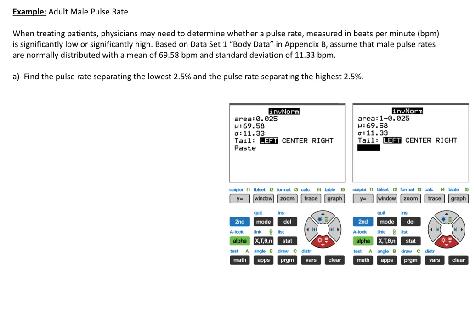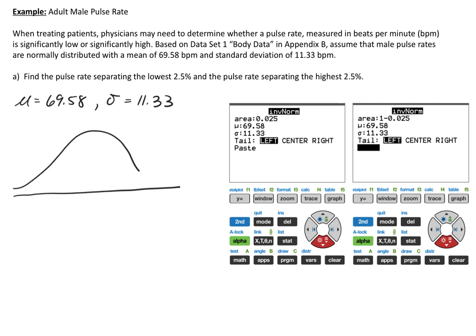So let's take a look at the same problem, but this time let's use the graphing calculator. So again, let's remind ourselves that the mean pulse rate is 69.58 beats per minute with a standard deviation of 11.33. And as always, because our data is normally distributed, I'm always going to make a sketch of a bell-shaped curve. So even if you're using your graphing calculator, a sketch of this bell-shaped curve is very helpful. So again, identify or label the mean value at the center of the distribution.